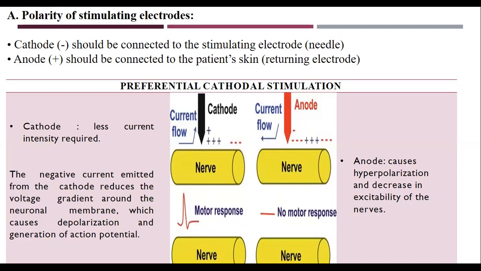So as you can see here, if the cathode is stimulated, you can have an action potential and motor response. Suppose there is an anode stimulation, it causes hyperpolarization and decrease in the excitability of the nerve. Since the negative current is emitted here, it reduces the voltage gradient across the neural membrane, whereas here the positive current is emitted, so it leads to hyperpolarization. And remember, the negative is connected to the needle, so N for N. The negative electrode is to be connected to the needle, and the anode, the positive electrode, to be connected to the patient. So that is P for P and N for N.